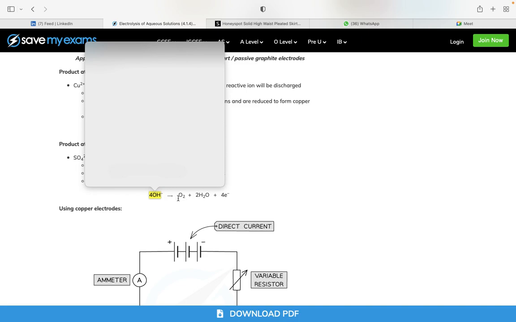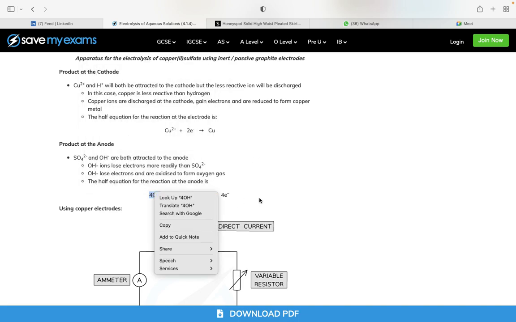Okay, so this one, we lose electron to form oxygen gas, water, and this ion. So this is what happens. It loses electron to form oxygen gas and then water. So this is what happens at the anode. This is the equation at the anode. Is that okay?